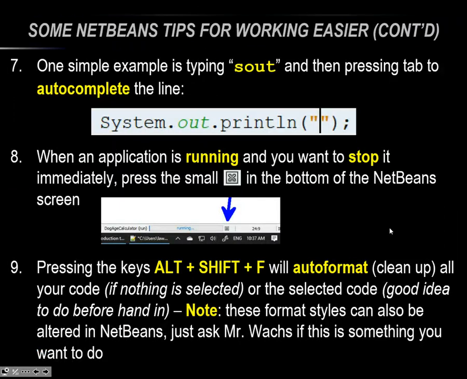And then next, pressing Alt, holding down Shift, and pressing F, Alt Shift F, will auto format your code, clean it up for you. This is a really good idea to keep your code formatted. It prevents you from having to do the work, just does it for you. Also a really good idea right before you hand code in to get this done. And although it sets it to a certain style, you can actually change that style as well if you're not happy with the format. Just let me know and I can show you how that's done.